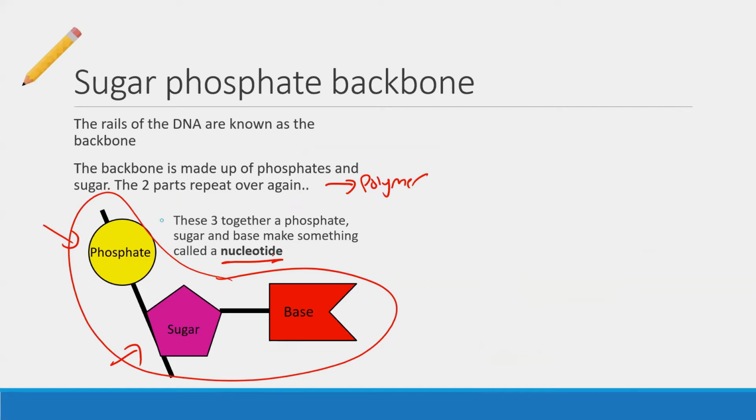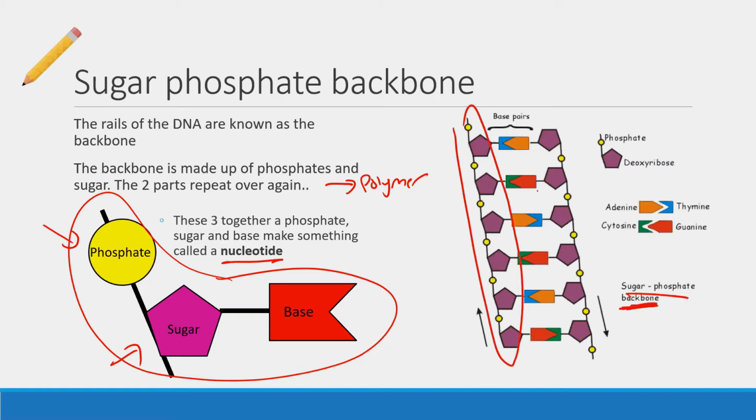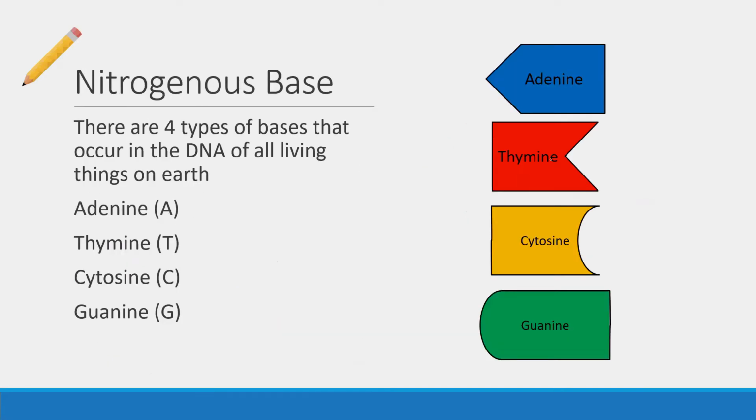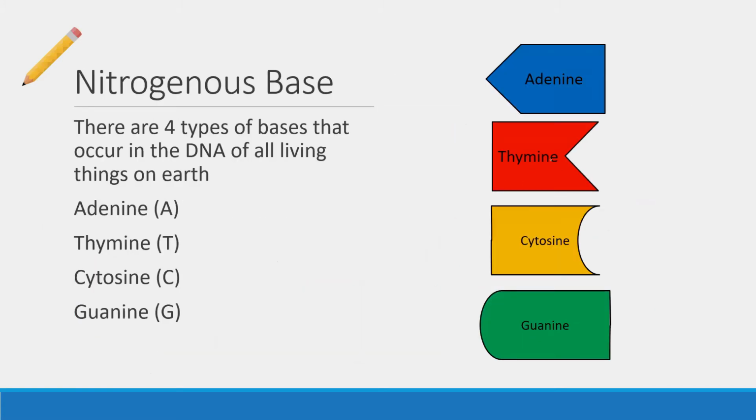The reason I'm saying it's called a nucleotide is because it might give you a question: what is a nucleotide? What are the parts of this nucleotide? Phosphate, sugar, and a base. Before that, we looked at this: here is the sugar phosphate backbone, this long section here. And in the middle, we've got these bases. These bases have certain names. There are 4 different types of bases.